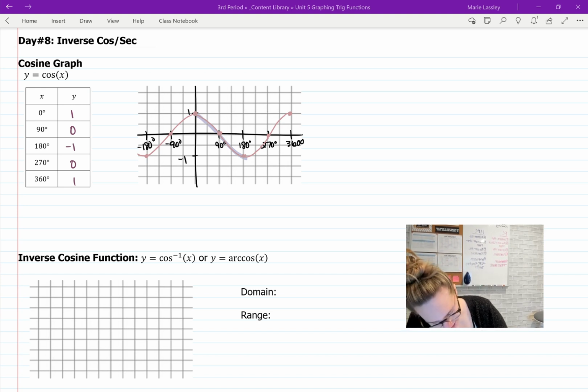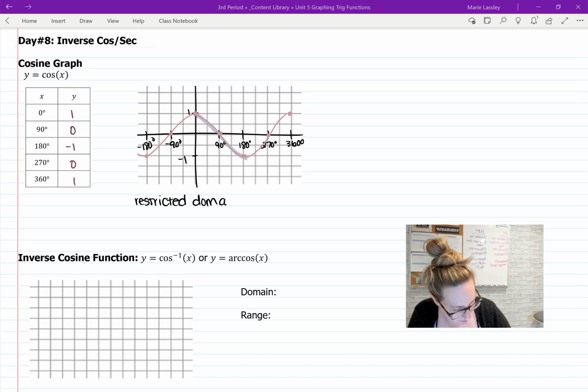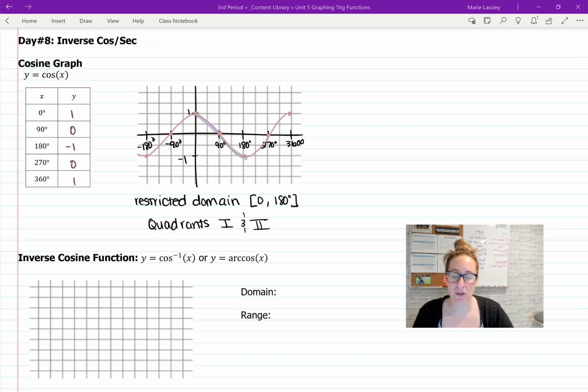All right, so restricted domain is going to be from 0 to 180 degrees. If we're thinking about our unit circle, this is quadrants 1 and 2. We're going to cover all of our values from there. All right, so moving on to inverse cosine.